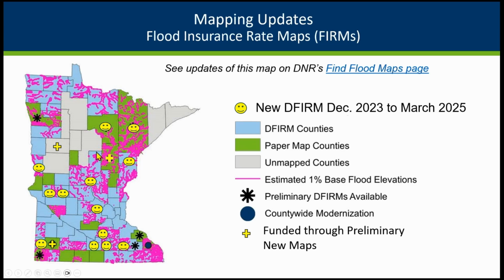Also, you can see all of the pink squiggly lines on this slide. Those are all the stream lines where we have the pink lines available online. In the legend, it says the estimated 1% base flood elevations. Those are available for all Zone A areas in those counties. If you happen to be in a county that doesn't have that shown, it doesn't mean there's no data available. It just might mean it takes a little more effort to get to it. But the good news is, if your county does have those pink lines, they should be available on our viewer online.